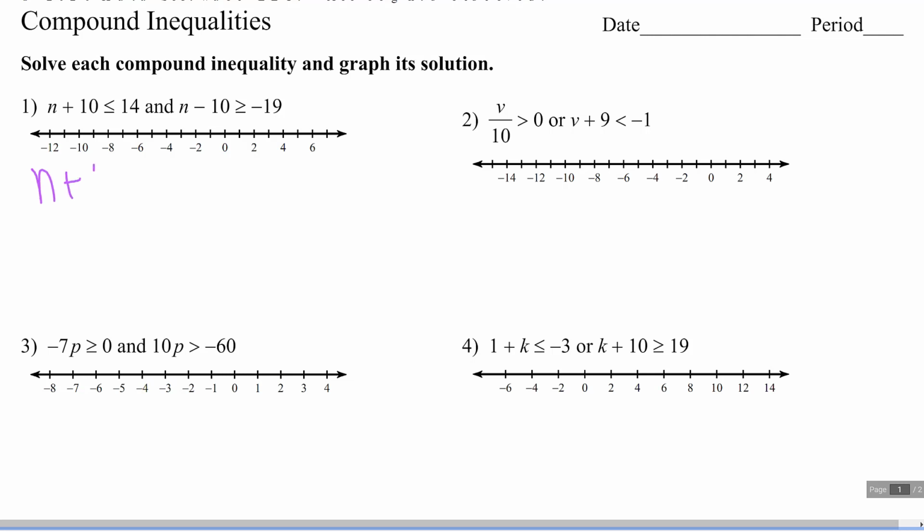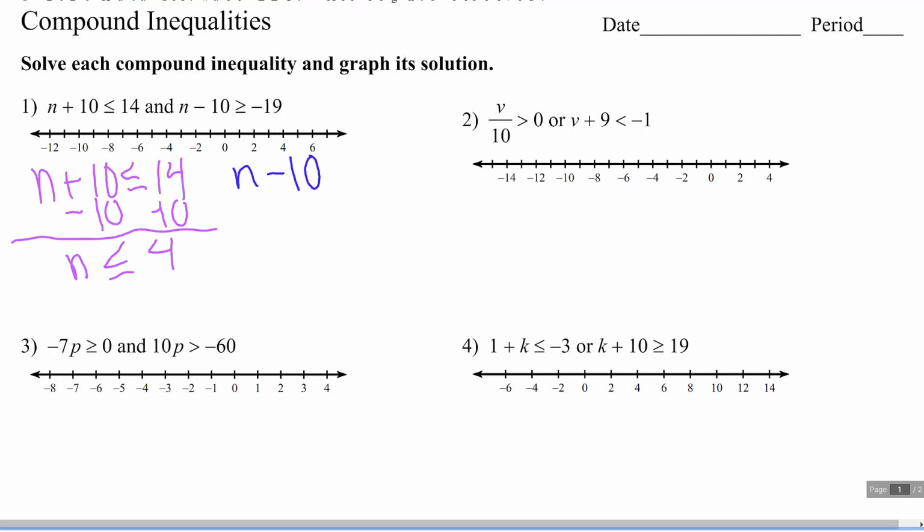So here we have a compound inequality involving n, and we have two separate inequalities. So what we need to do is solve the inequalities independent of each other. We solve the first one, then we solve the second inequality. And then after we solve the inequalities, we graph it.